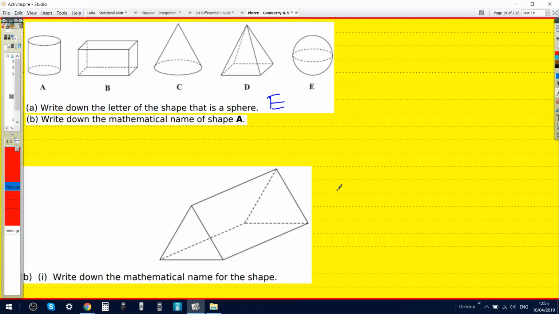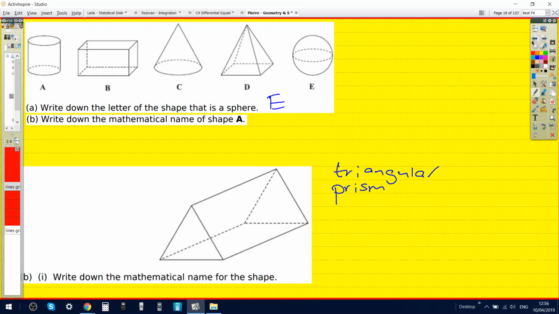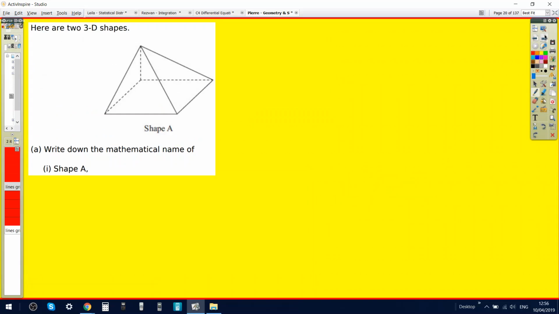No, so generically, this would be a prism, because it has the same area all the way through, the cross-sectional area. What type of prism is it, do you know? Triangular prism. Great. So a cuboid would be like a quadrilateral prism or a square prism.